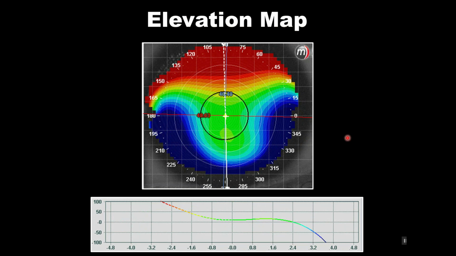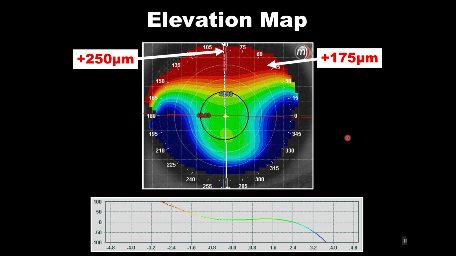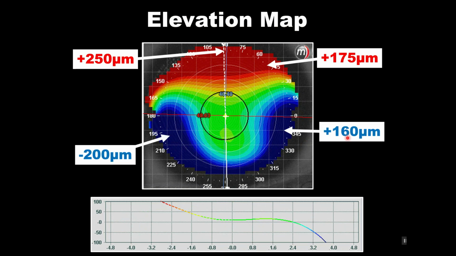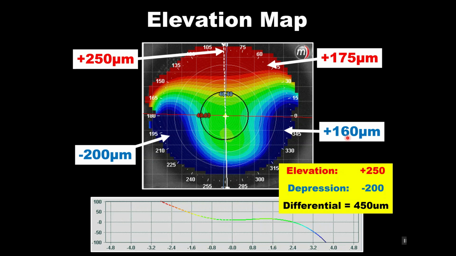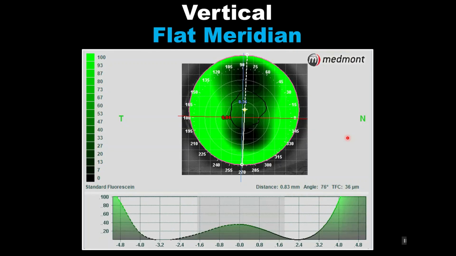Let's pull up that elevation map again. Let's find the high point, plus 250. Let's find the low point, minus 200, a differential of 450 microns. So that would suggest we're going to struggle with corneal GPs on this eye because there's so much asymmetry. But for fun, let's put on a contact lens in the Medmont software.